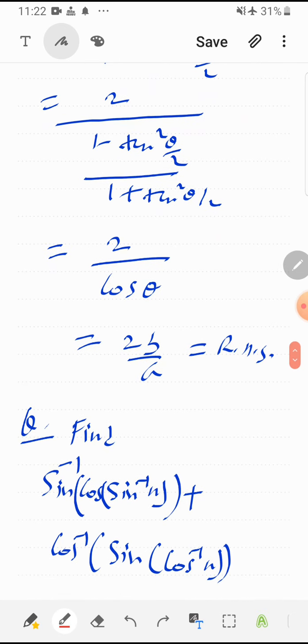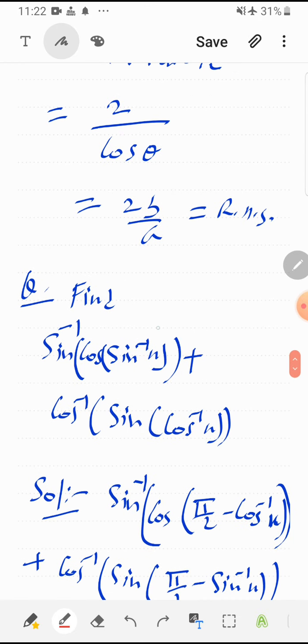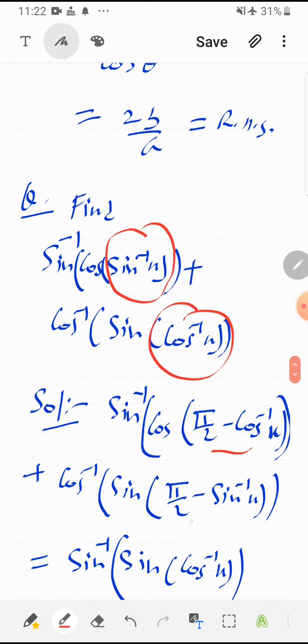Next is find sine inverse of cos sine inverse x plus cos inverse of sine of cos inverse x. So this is an illusion kind of question, but we have to start from the inner value. I am writing sine inverse x as pi by 2 minus cos inverse x, first thing. And similarly I am writing cos inverse x as pi by 2 minus sine inverse x. Now in the next step I am considering this expression.